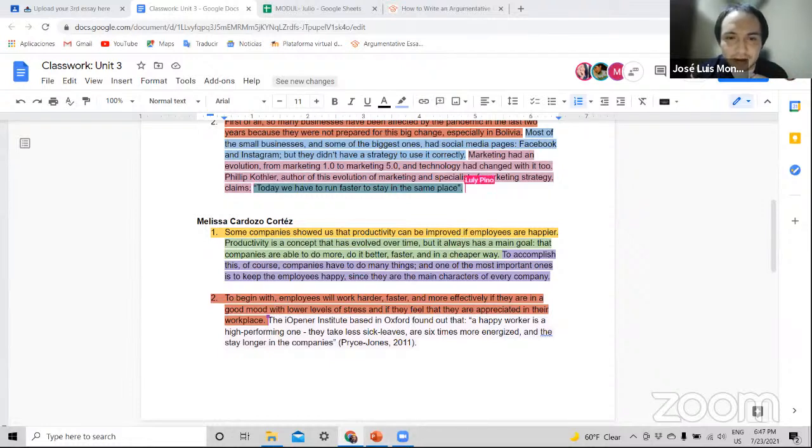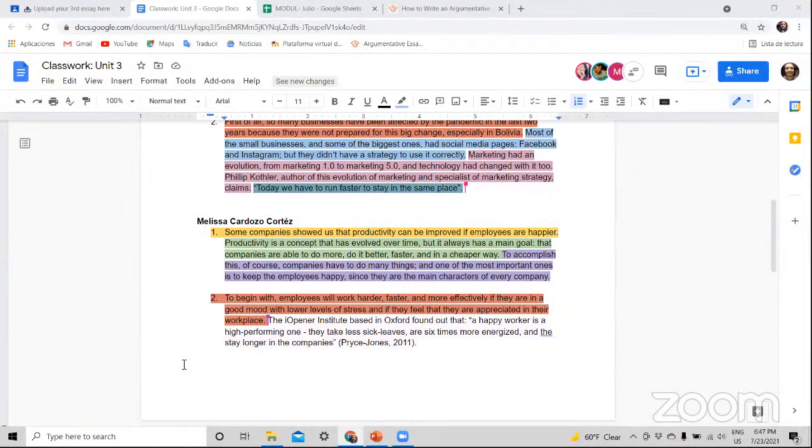Good. Let's read yours, please, Melissa. Let's read everything that you added, from the eye opener. Okay, the Eye Opener Institute based in Oxford found out that a happy worker is a high performing one. They take less sick leaves, are 6 times more energized, and they stay longer in the companies.